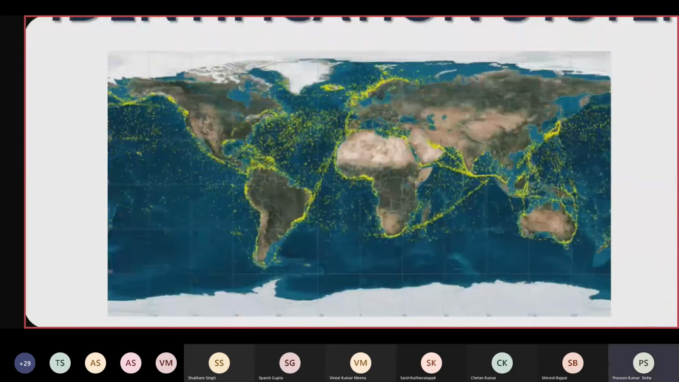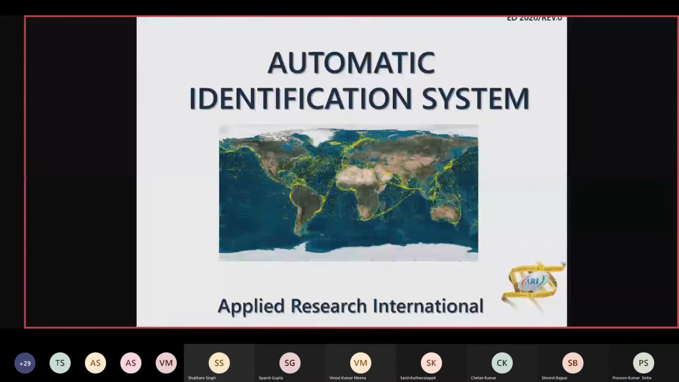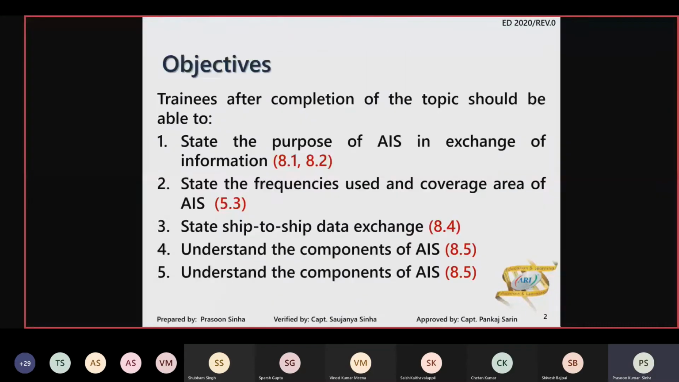Because these signals are also picked up by the satellite, which is 1,000 kilometers above. Line of sight communication is still happening from the surface of the earth directly into space. So all the AIS are picked up by the satellites, and that is how you are able to find out on the internet where your ship is right now. So that is just for the fun of it.